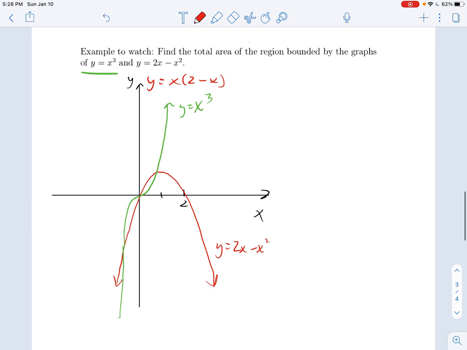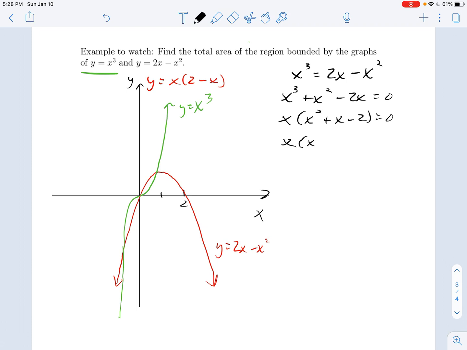Now, it looks like these graphs intersect in 3 places. What we would want to do is solve an equation to figure out where that happens. Where do these formulas give us the same thing? I'm going to move everything to one side so I can solve by factoring. And x factors out, and I have x squared plus x minus 2. And this factors as x plus 2 times x minus 1. So the intersections are at x equals 0, x equals negative 2, and x equals 1.